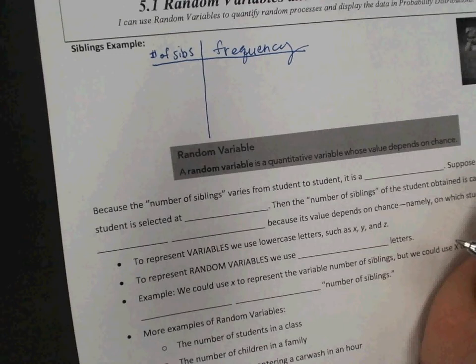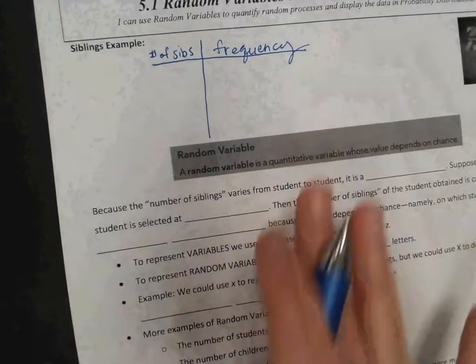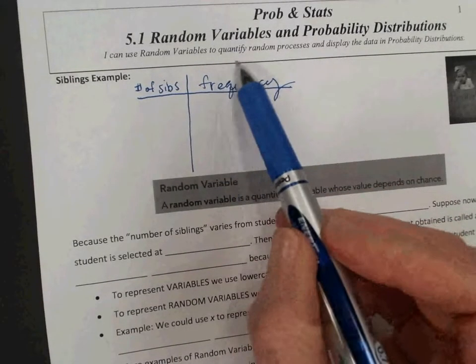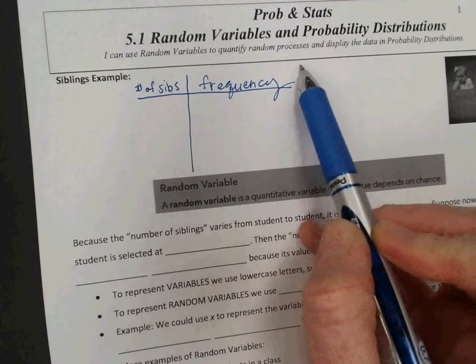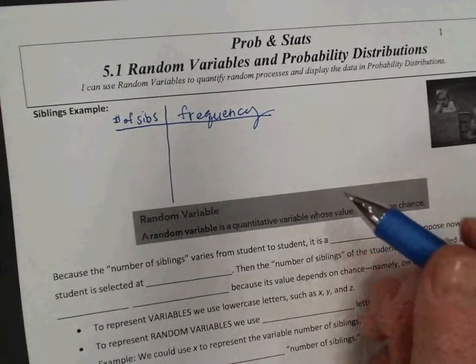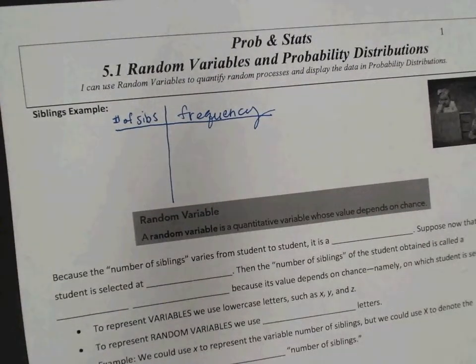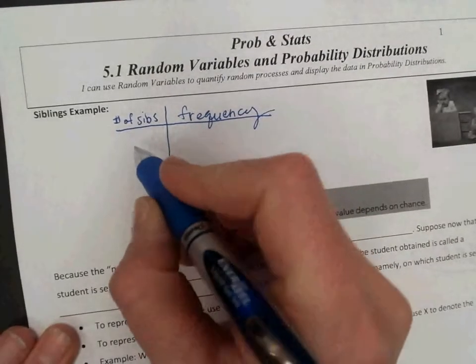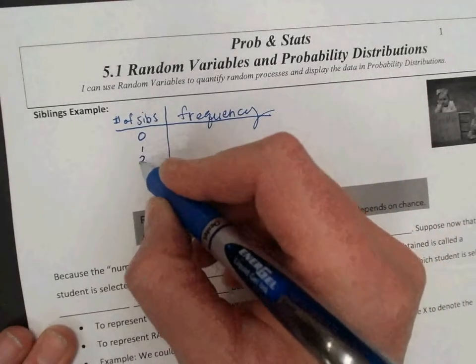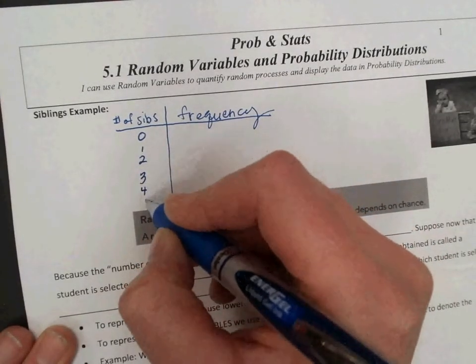All right, so 5.1, random variables and probability distributions. Here's our goal: to be able to use random variables to quantify random processes and display the data in probability distributions. So we're starting off with our example that we just did, surveying the class, finding out the number of siblings, and the possible outcomes were 0, 1, 2, 3, 4, and 5 or more.